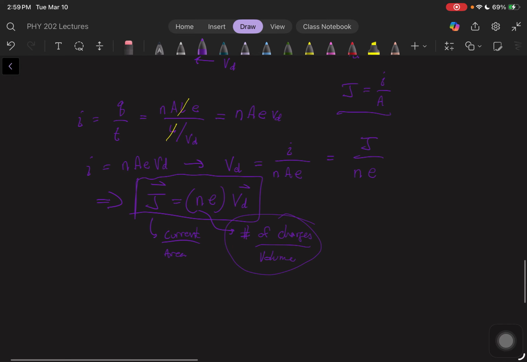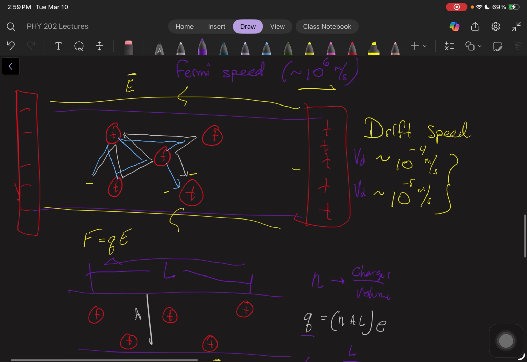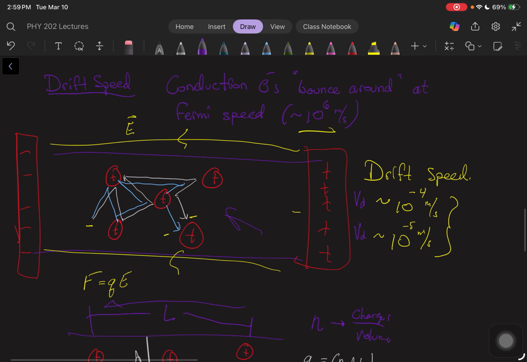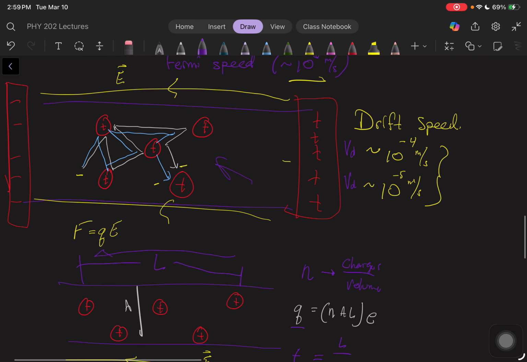Cool. But I still think this idea here is very, very nice to think about when talking about Fermi speeds and drift velocities. All right? And so then we would say maybe the amount of time it took a charge to get from here to here is the drift velocity, the speed at which it did that, right? Versus the Fermi speed, which is how fast it's bouncing around.